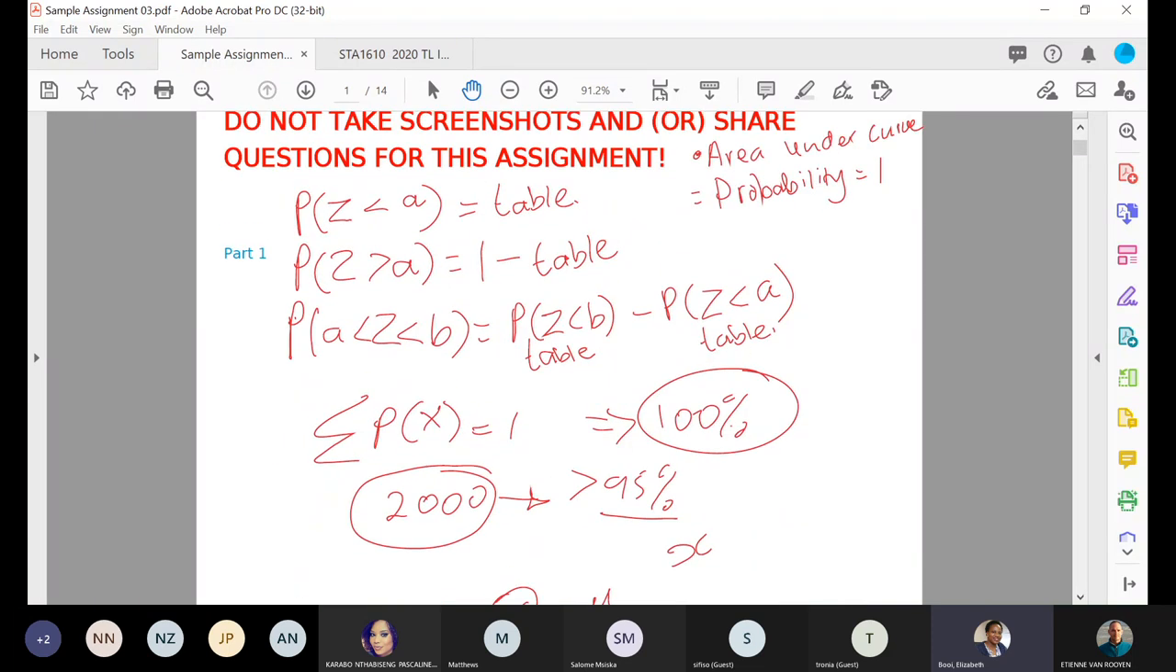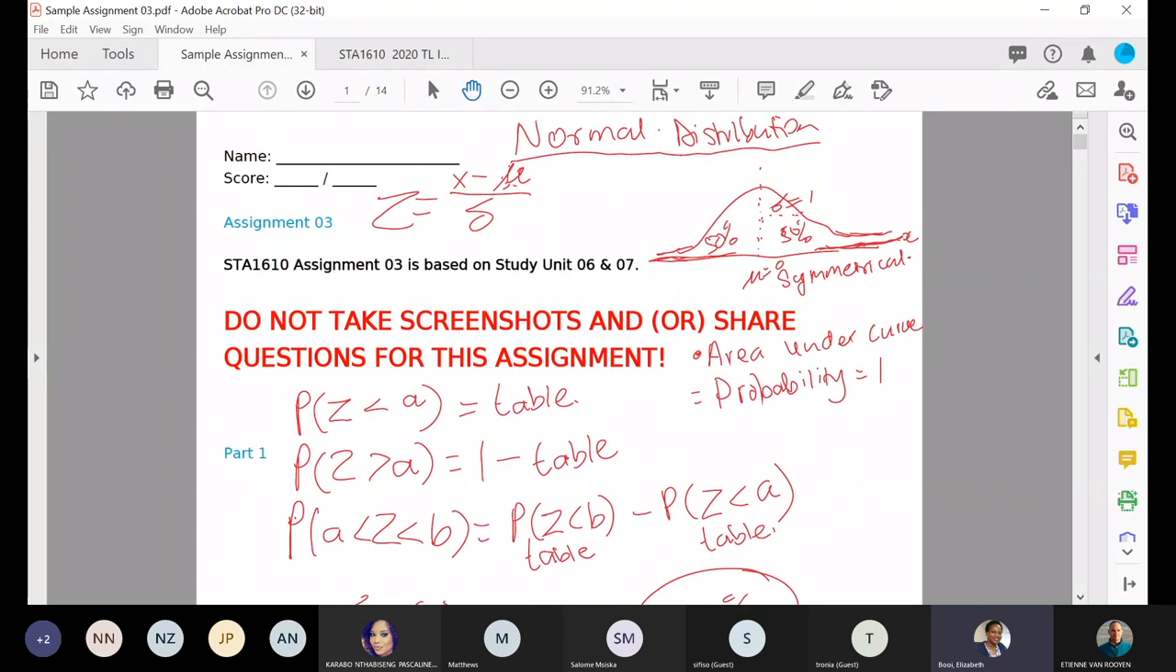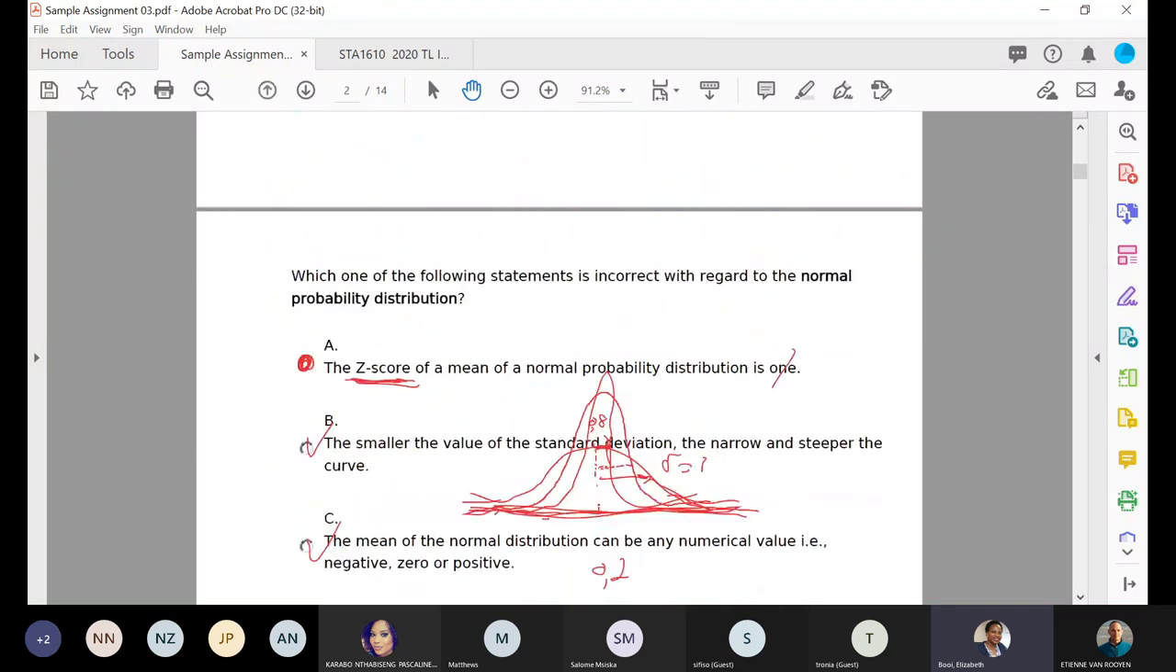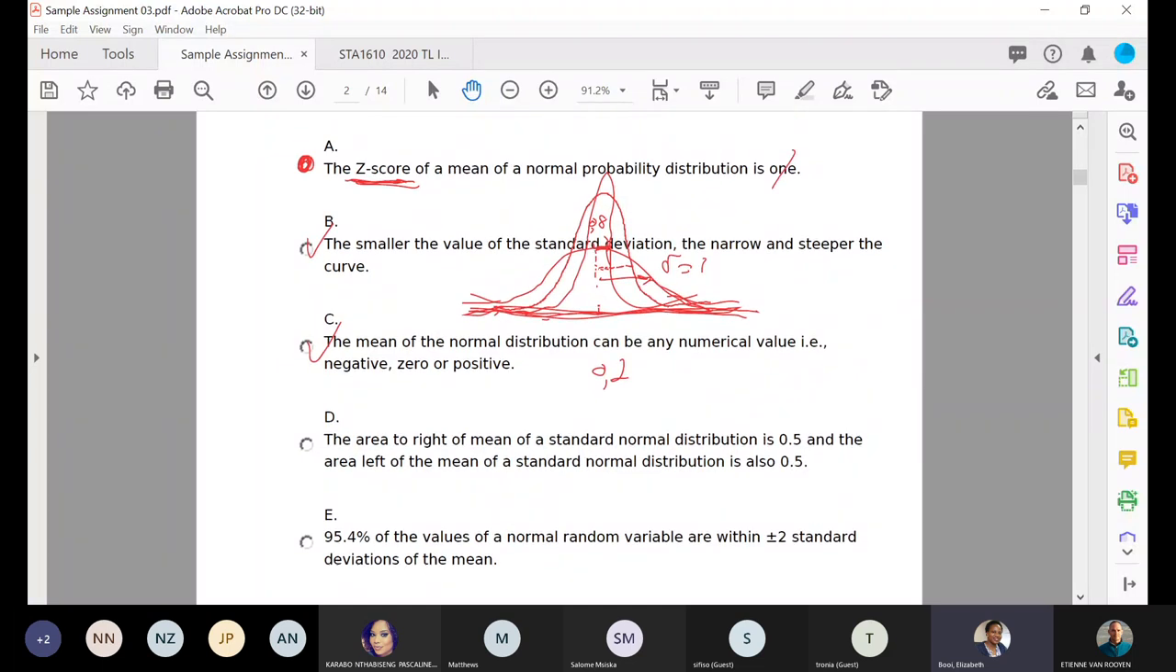And we just said it in our explanation, that if we split it into half, this area will be 50% to the left and to the right, it will be 50%, which is what we just covered when we did the explanation. 95% of the values of a normal distribution are 2 standard deviations away from the mean.